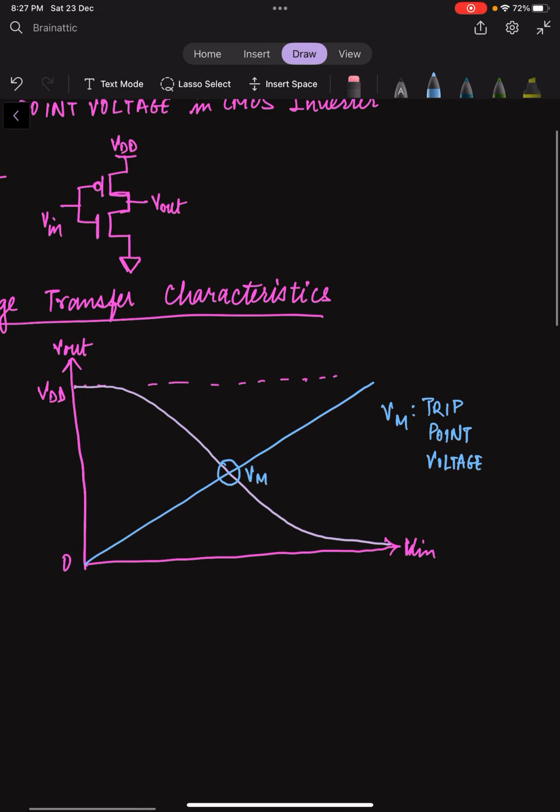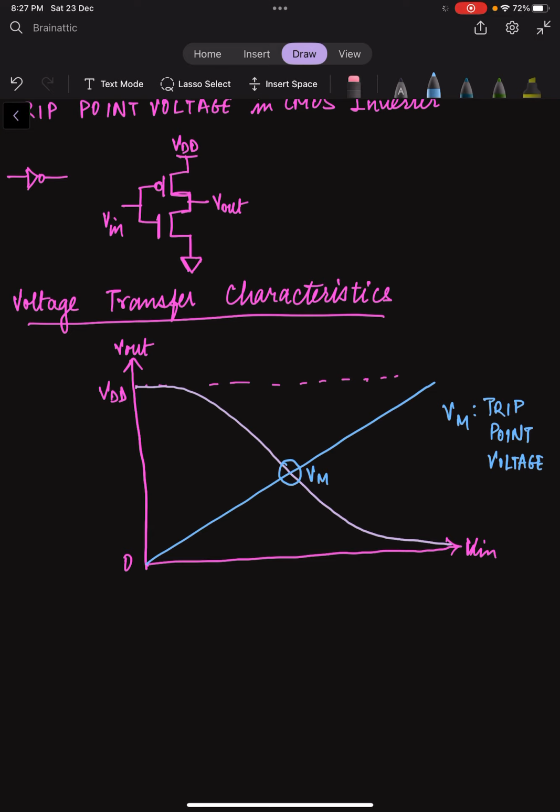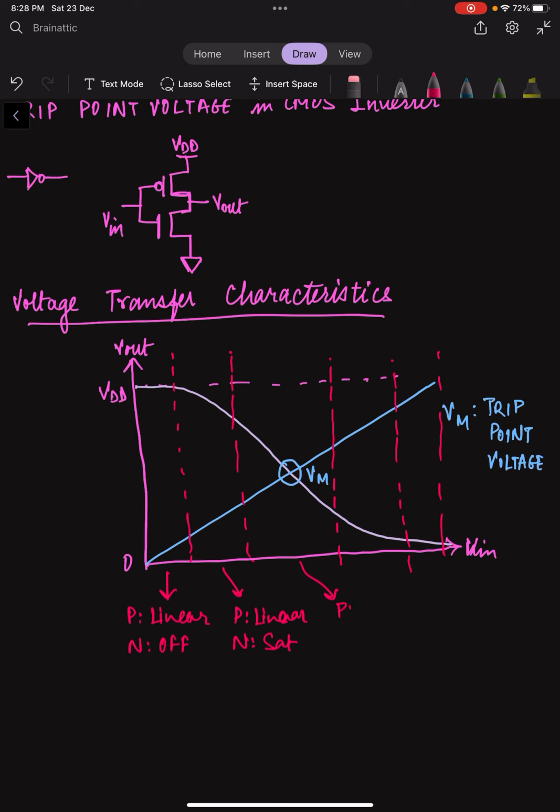Now the next thing which we are going to do is divide the voltage transfer characteristics into 5 regions. Why we are dividing into 5 regions, we'll know in a short time. So in this region, my PMOS is in linear region and NMOS is off. In this region, the PMOS is still in linear while the NMOS has entered saturation. In this region, the PMOS is in saturation and the NMOS is also in saturation. In this region, the PMOS is in saturation, however, the NMOS has entered the linear region. And finally, in this region, the PMOS is off and the NMOS is in linear region.